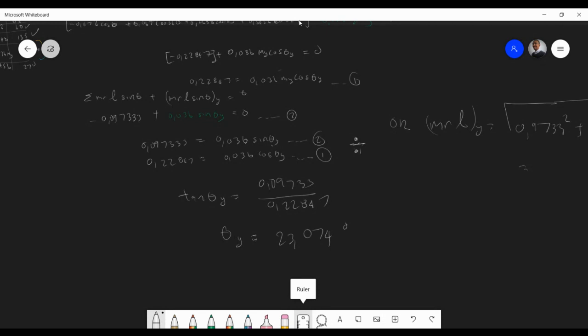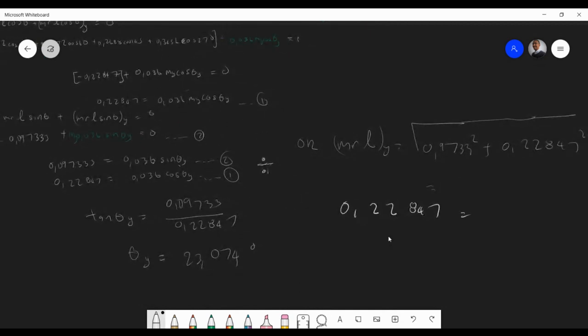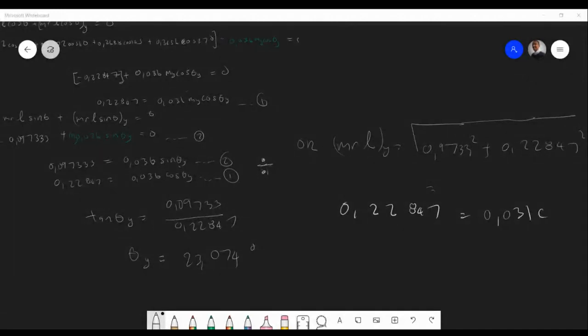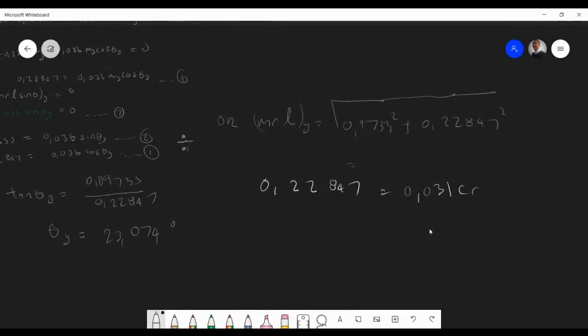So now we can go back to equation 1 and 2. I should have had this. What I don't have here is the M, the my. Sorry. Back to equation 1. Yeah, I think I have to call it today because it's a bit of an overload. 0.22847 equals 0.036, and now we know the angle. Obviously, the angle is cos 23.074. And obviously there's an MY here.